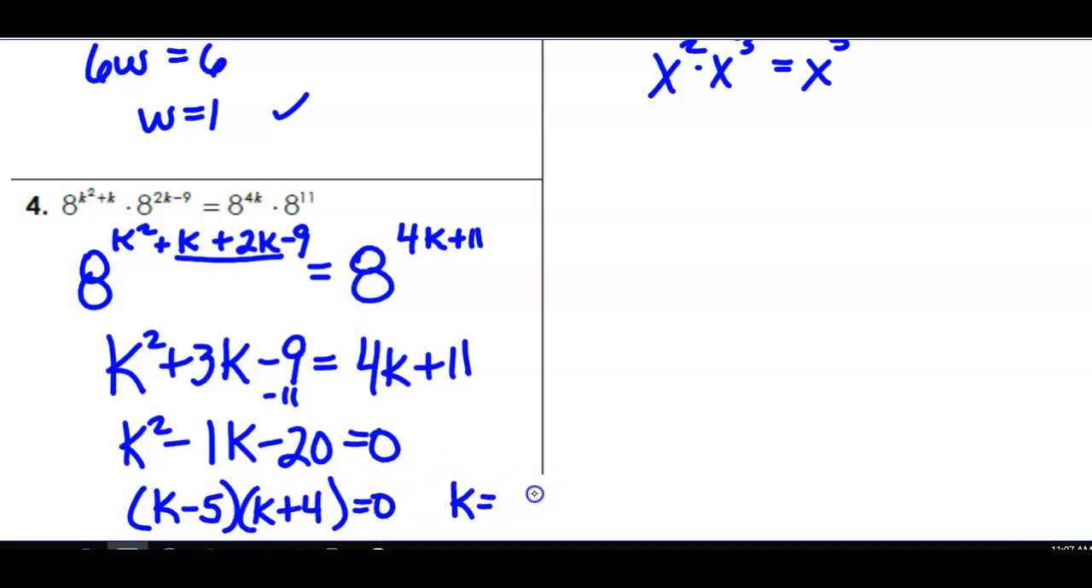If I factored it right, then we get k equals 5 or negative 4. Now remember, you can't take a log of a negative number, but you can put a negative in the exponent. So there's no need to throw these away. You could go ahead and plug it back in all those places if you wanted to check them, but they are both going to work.